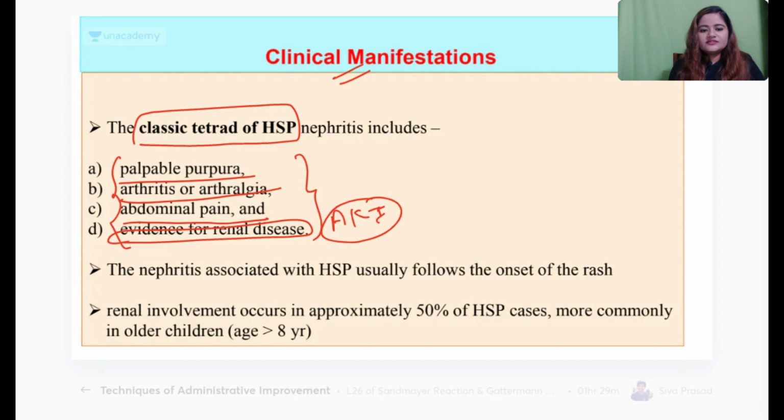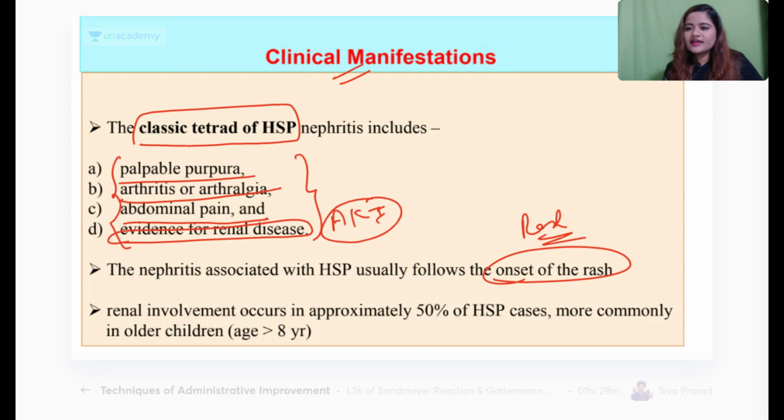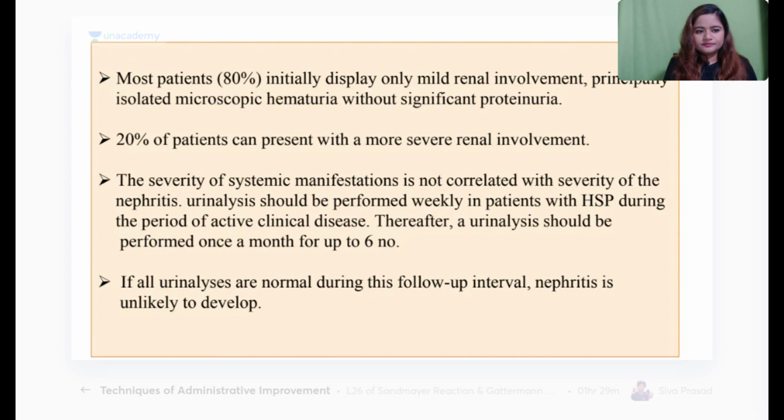Now the nephritis associated with HSP usually follows the onset of rash. So the first thing that you will find is the rash. After these rashes, your nephritis and all your problems of the renal system are going to start. The renal involvement occurs in approximately 50% of HSP cases, and more commonly it occurs in older children whose age is more than 8 years.